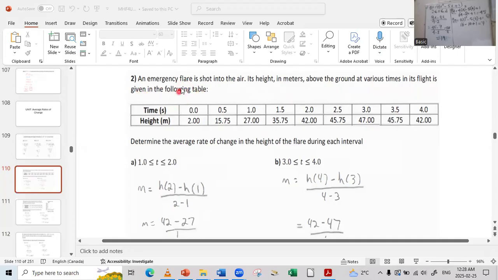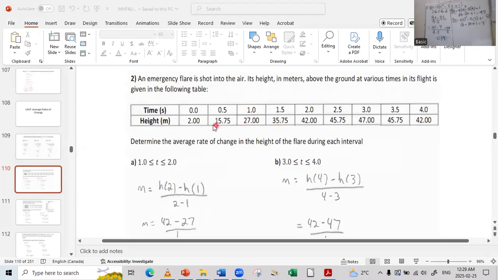So the time here is in seconds. Time in s means seconds. As an example, at 0, right now, its height is 2 meters. After 0.5 seconds, its height became 15.75 meters. After 1 second, its height became 27 meters. After 1.5 seconds, it became 35.75 meters in height, and so on.